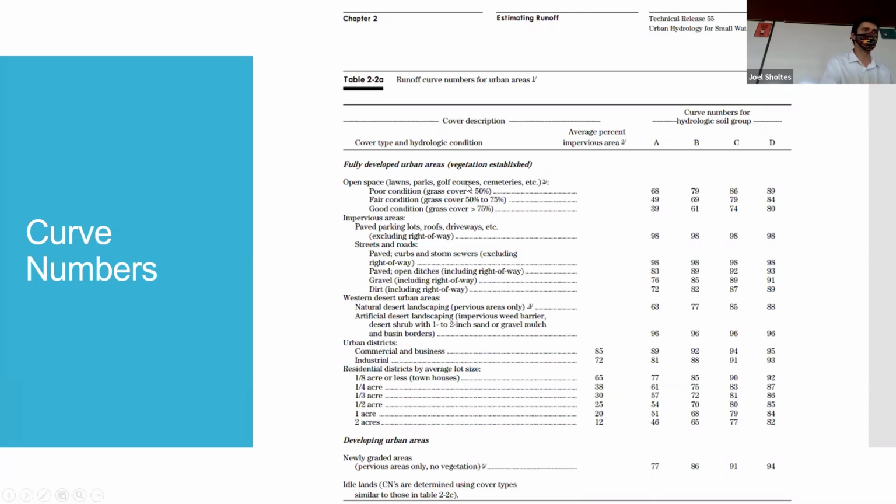If we have open space, poor condition means not a lot of grass cover, good condition means a lot of grass cover. And then for hydrologic group D, we have a curve number of 80. As that land cover reduces in its condition, meaning there's less grass, more soil, the curve number increases. It decreases with the hydrologic groups, meaning more infiltration capacity. So this overall method is based on the idea of infiltration capacity and estimating that. How much are we going to infiltrate versus runoff?